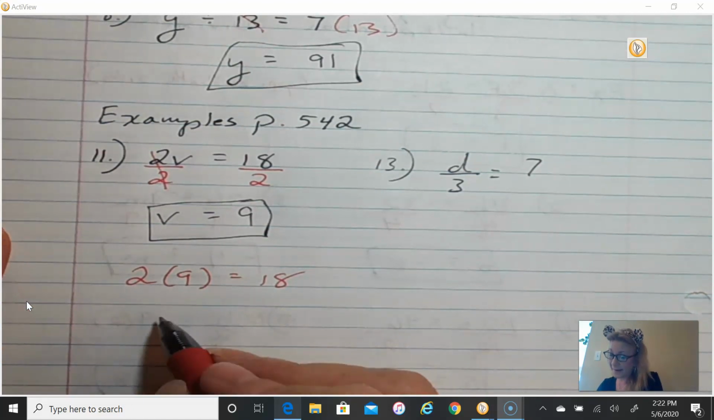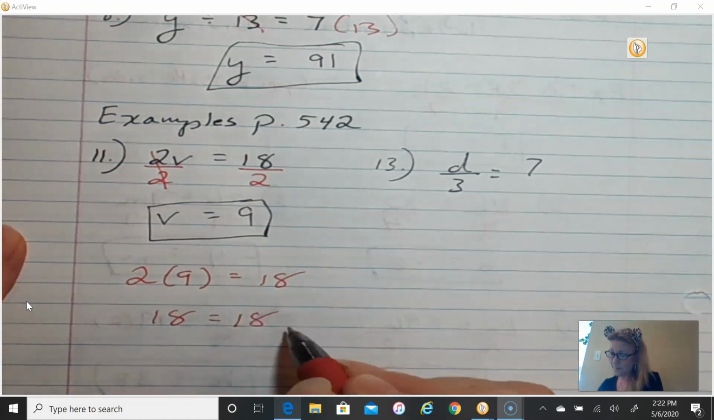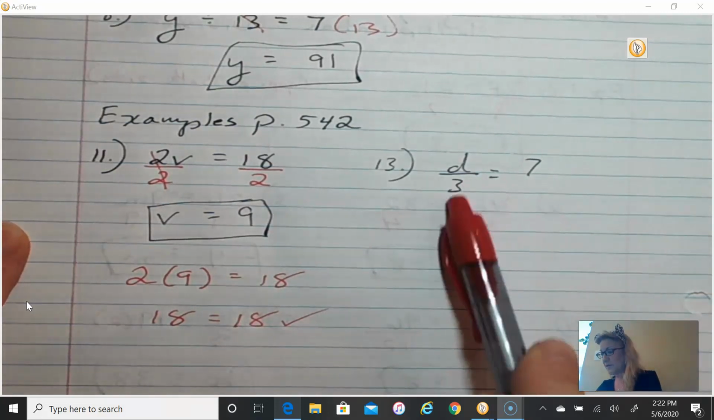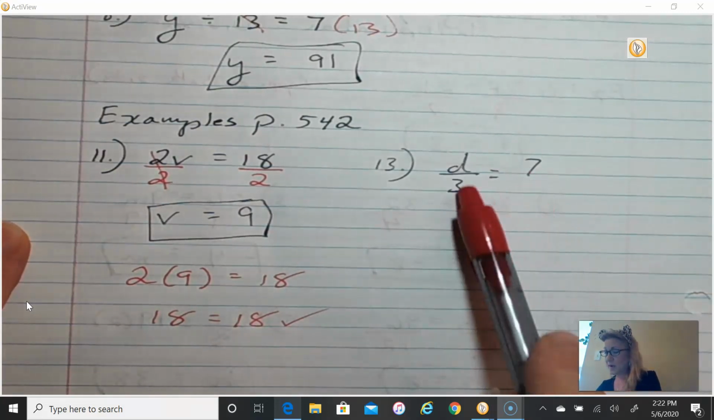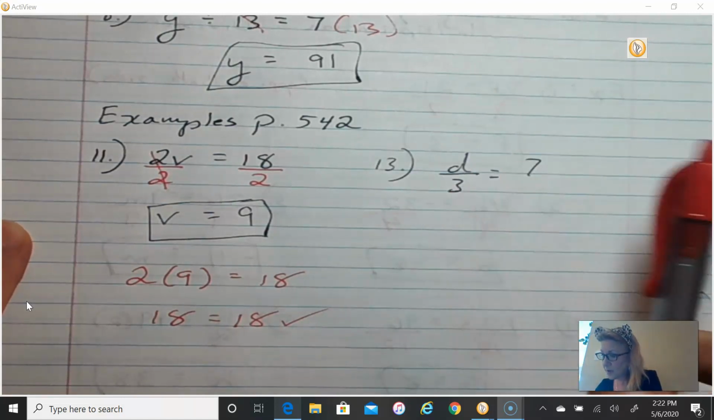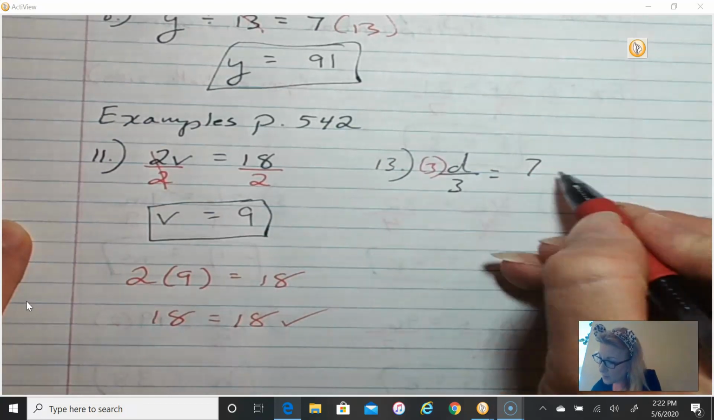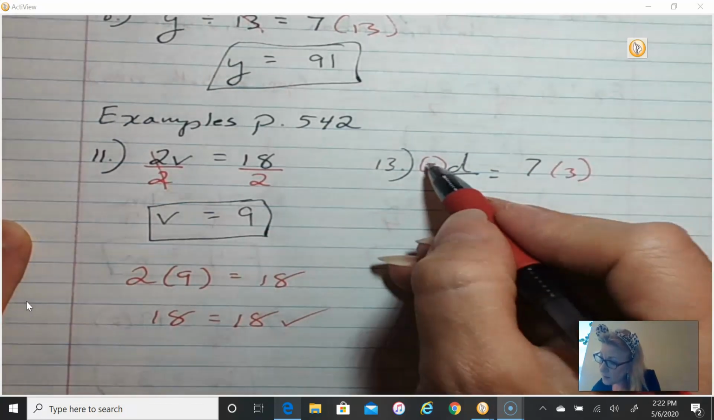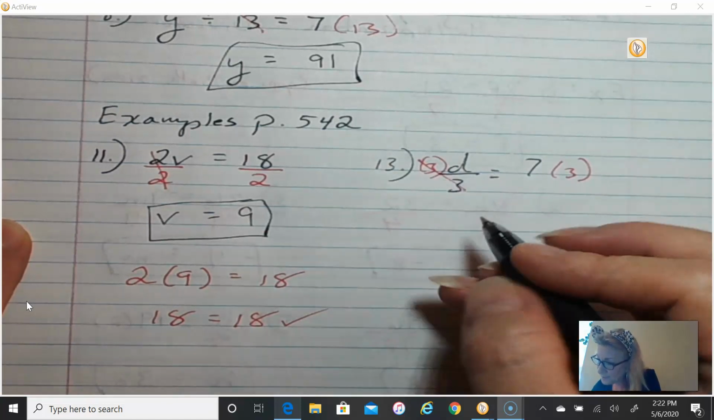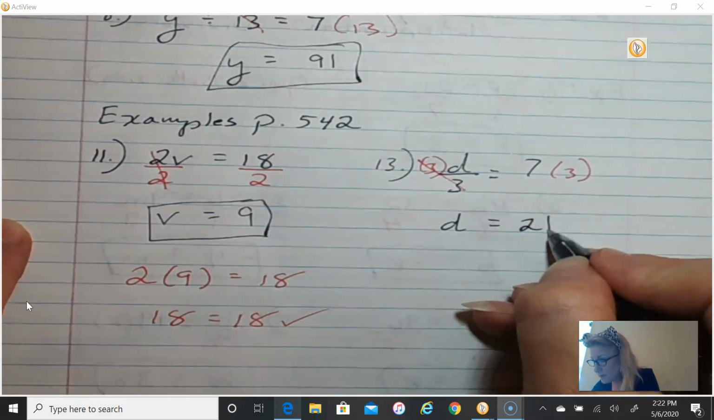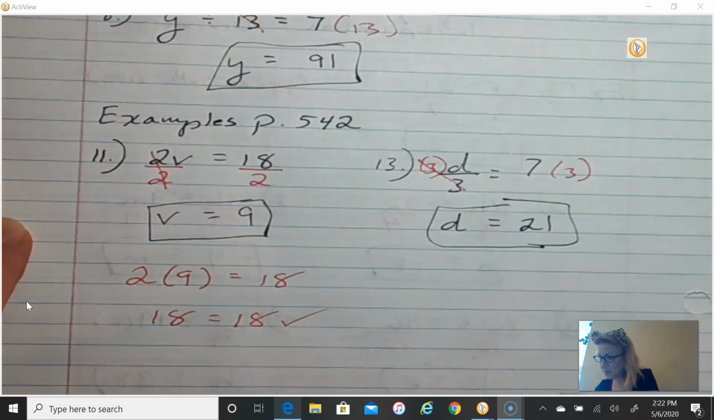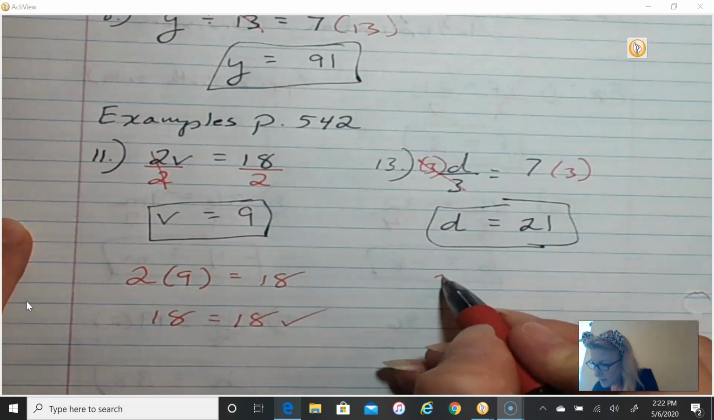Two times 9 is 18, and it checks. Okay, so over here we're dividing. When we divide, the opposite is multiply. So we're going to multiply both sides by 3 because we got to get rid of the 3. Those cross out, so we're left with D equals 21. So we're going to go back and check and replace that 21 in the D.